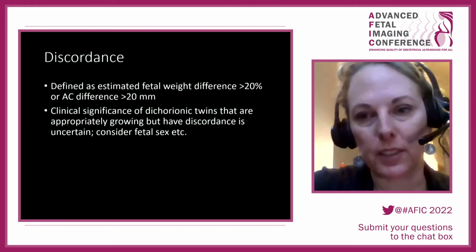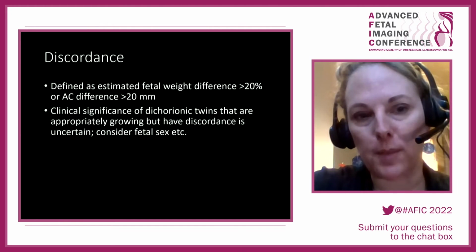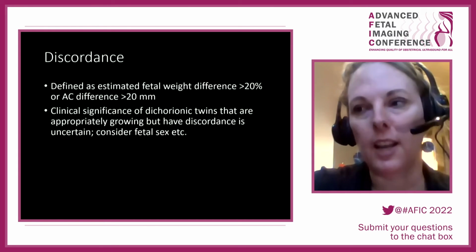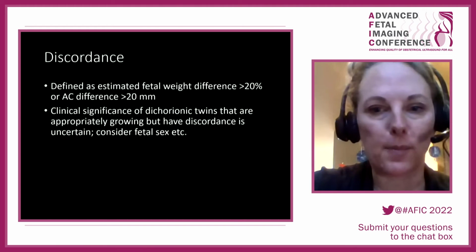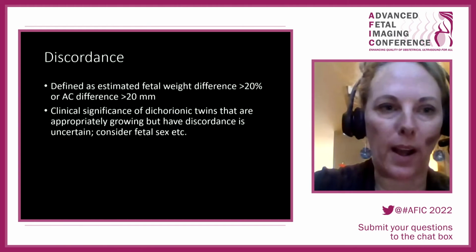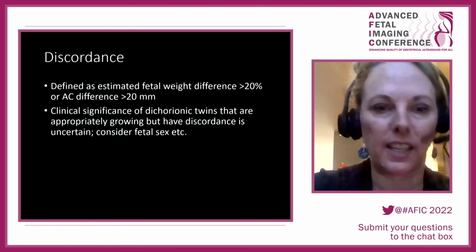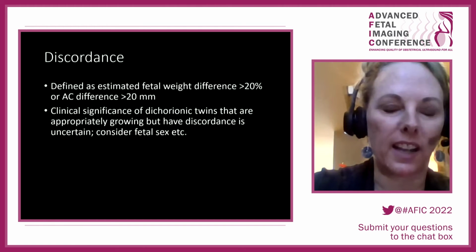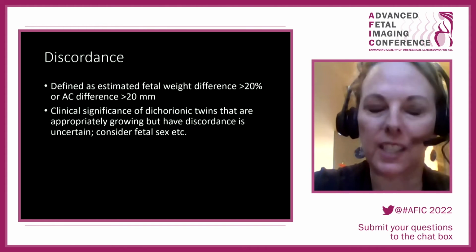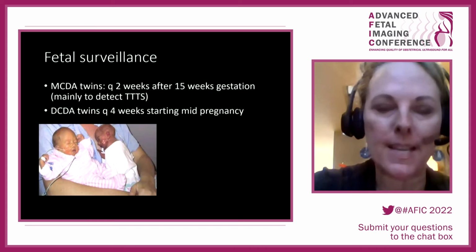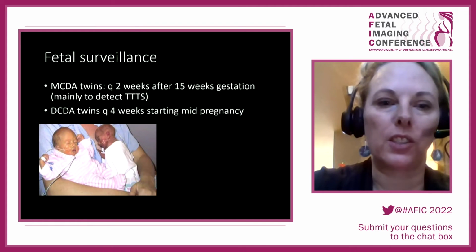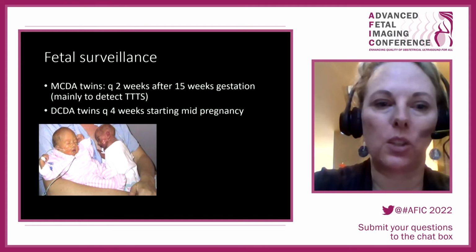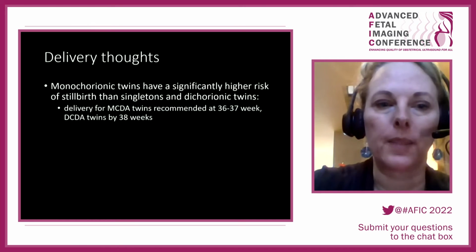Discordance means a difference between babies greater than 20% for estimated fetal weight, or abdominal circumference greater than 20 millimeters. But if you have dichorionic twins where one is a boy and one is a girl and they're both growing well, and one is on the 90th percentile and one is on the 60th percentile, it's probably not of any clinical significance other than for delivery. And sorry to go back to say, monochorionics every 2 weeks, dichorionics every 4 weeks, starting mid-pregnancy.